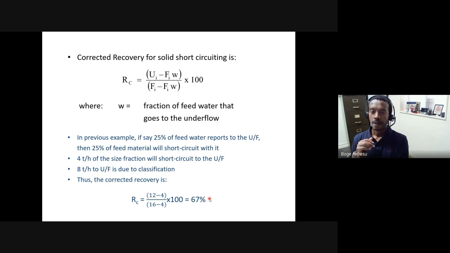Okay. So how about the rest? The rest was actually because of the fact that water carries some of the solid particles with it. So if I wanted to maximize operation of a hydrocyclone, or if I want to improve efficiency, my water in the underflow stream should be minimized.